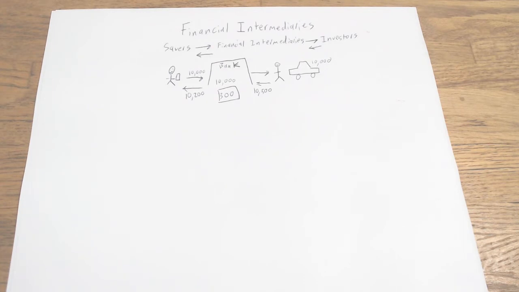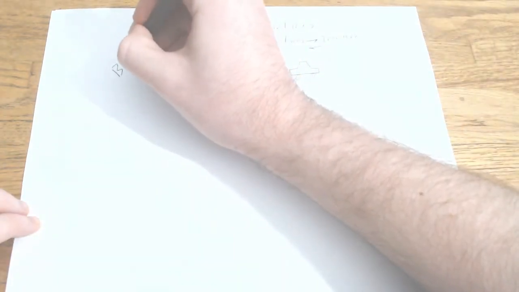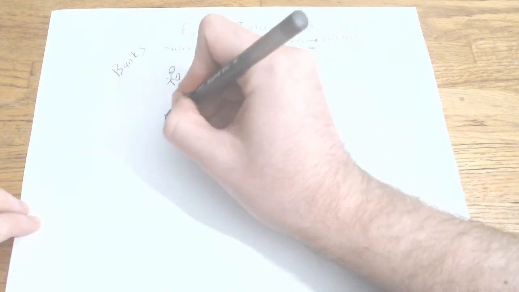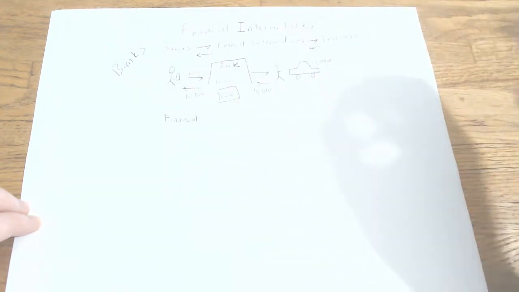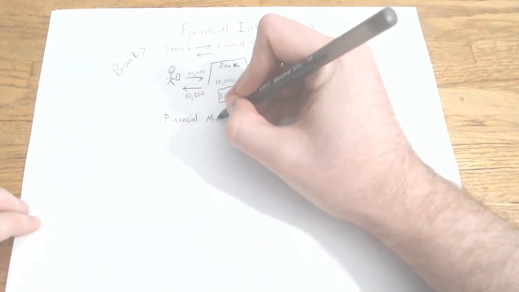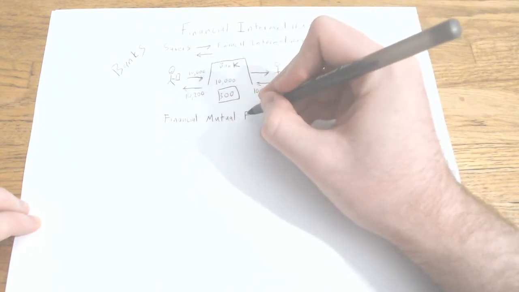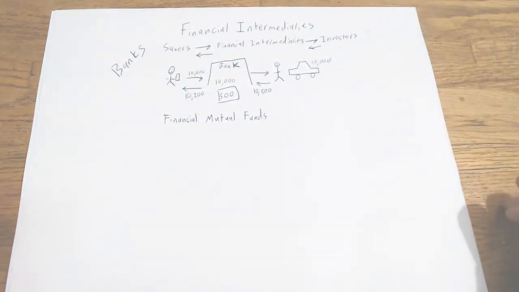Our next financial intermediary is a mutual fund. So this was banks. And now we are going to look at mutual funds. You can just call them mutual funds. But this is the next financial intermediary.